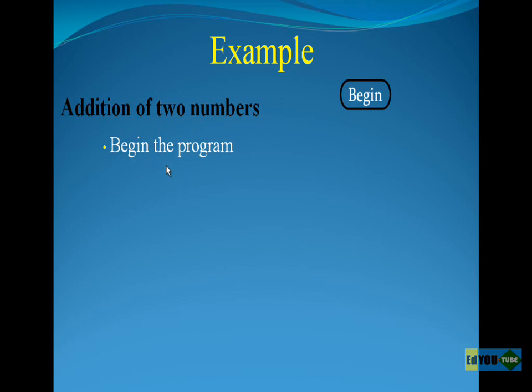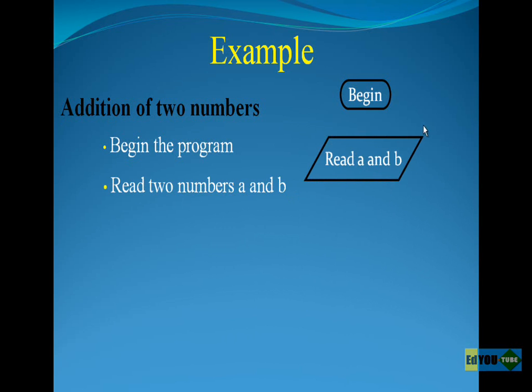And what is the next step in the algorithm? We read two numbers A and B. For reading or writing we use the parallelogram shape. Here I am taking a parallelogram shape and I have written Read A and B in it. Now to show the flow from Begin to Read A and B, I am using an arrow mark. And the next, what is the step we have written? Calculate sum of A and B. It is a process. Some work is going on here.